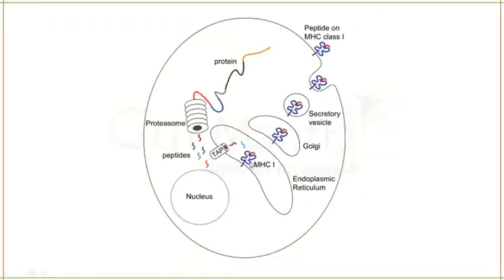So MHC1 molecules along with the antigen will go to the Golgi, then in secretory vesicles to the plasma membrane, and it will be exocytosed. During the process of exocytosis, you can see MHC1 is present here, and it will be presenting the antigen like this. The red color is the antigen.